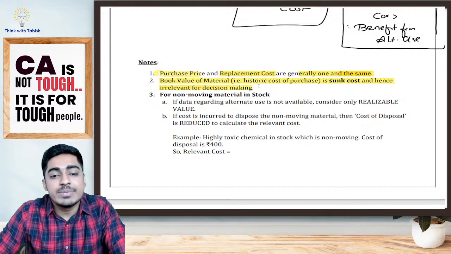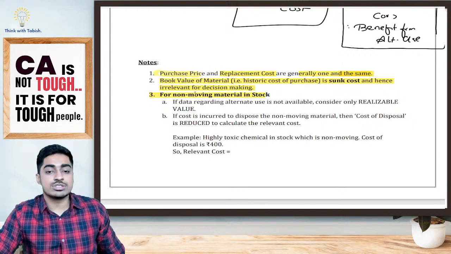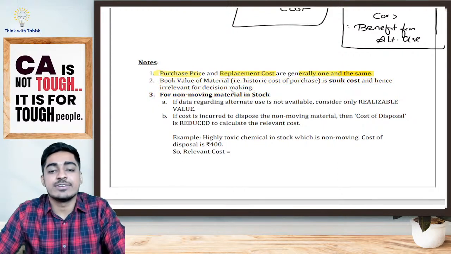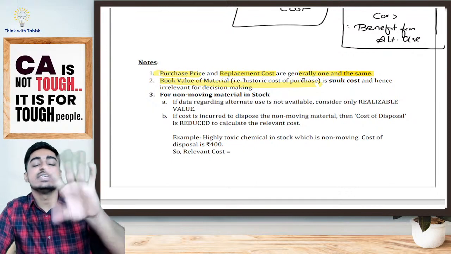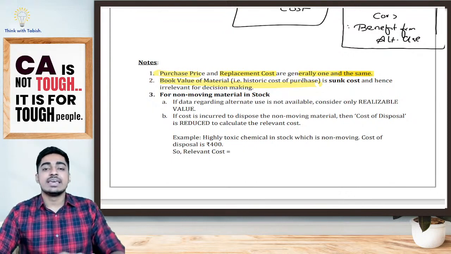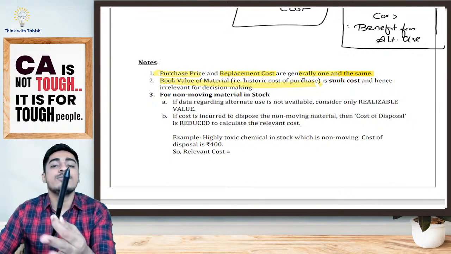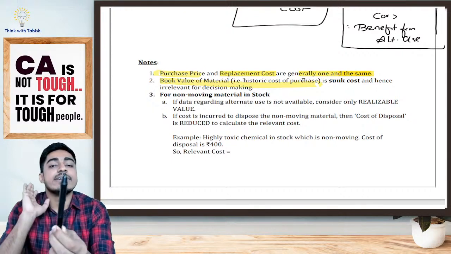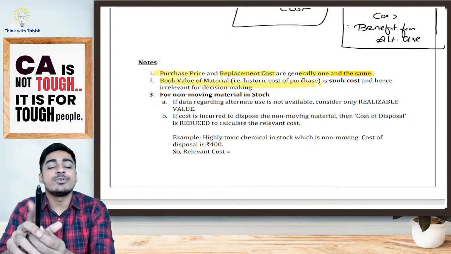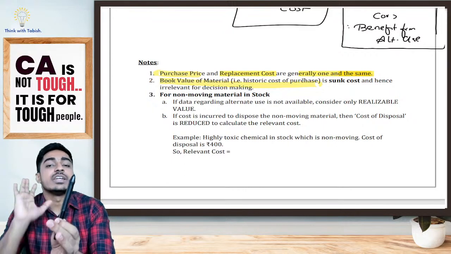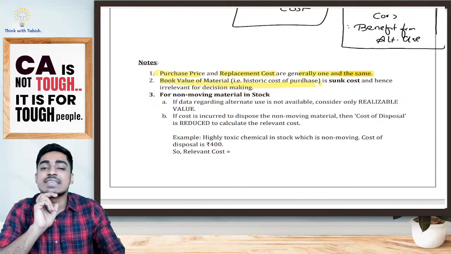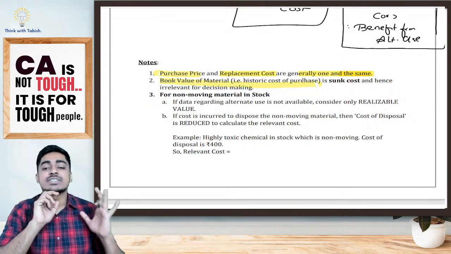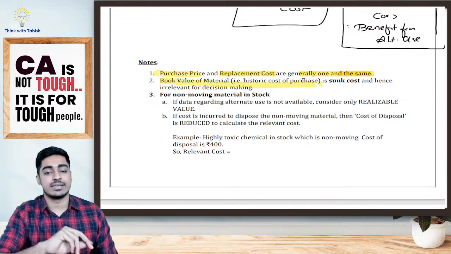Book value of material, that is the historic cost of purchase, is irrelevant for decision making. Yes or no? At what price I purchased the material in the past is irrelevant. Suppose I purchased this pen for 50 rupees in the past. Irrelevant. What I'm asking is, if I have to replace it now, how much is the cost? 10 rupees. What price we purchased at in the past is historic, sunk, committed, already incurred in the past. It is irrelevant for decision making.